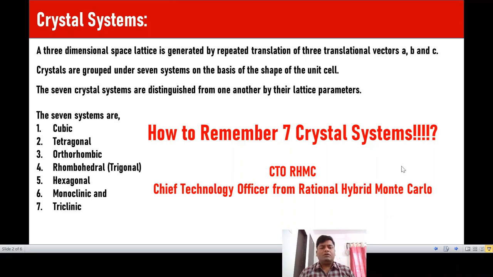In order to remember these seven crystal systems, you can remember the short form CTORHMC, which stands for the initial letters of these seven crystal systems and, for the last type, the last letter. I mean, for triclinic it is a C. So CTORHMC stands for cubic, tetragonal, orthorhombic, rhombohedral, hexagonal, monoclinic, and triclinic. In this way you can remember the seven crystal systems, or you can remember them with this long form also: a Chief Technology Officer from Rational Hybrid Monte Carlo. So with this trick you can remember these seven crystal systems.